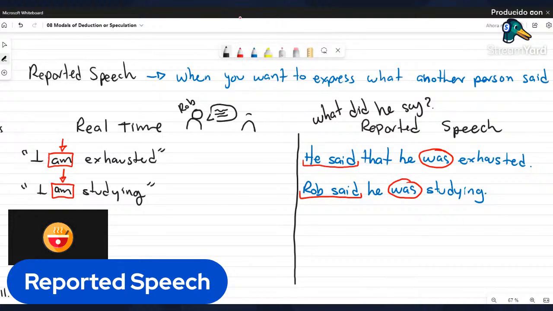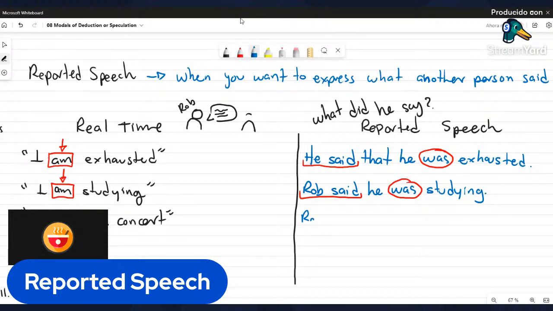Okay, let me give you more examples here. For example, if Rob said, I love the concert. There you go. He probably went to the Journey, or maybe he went to Guns N' Roses, or any other band, the Killers, the Muse, or any other band. So let's see. I love the concert, right? The person will say, what did he say?